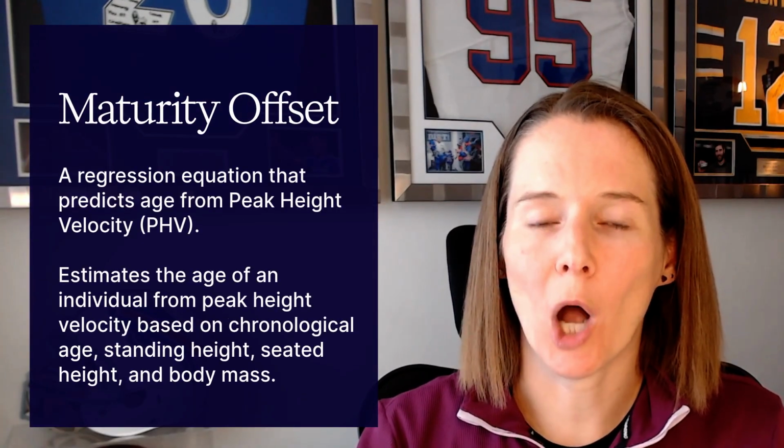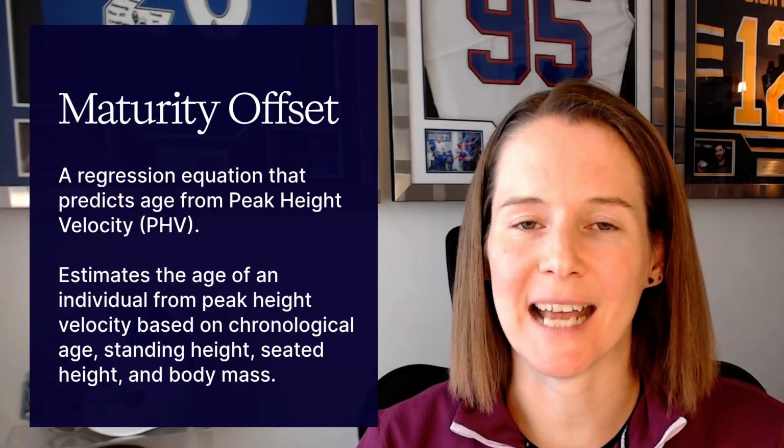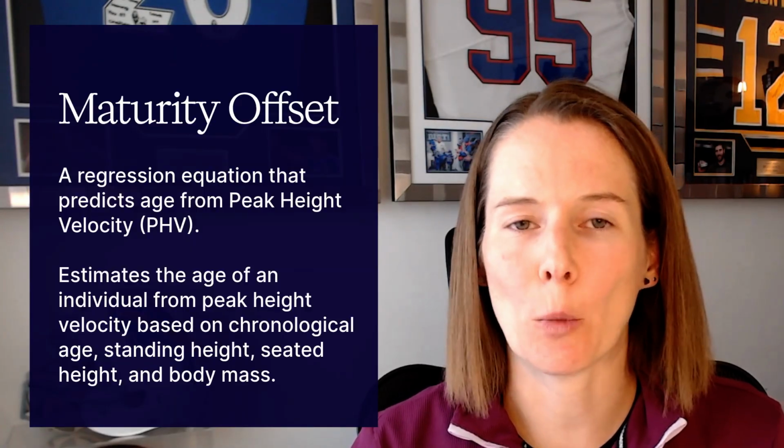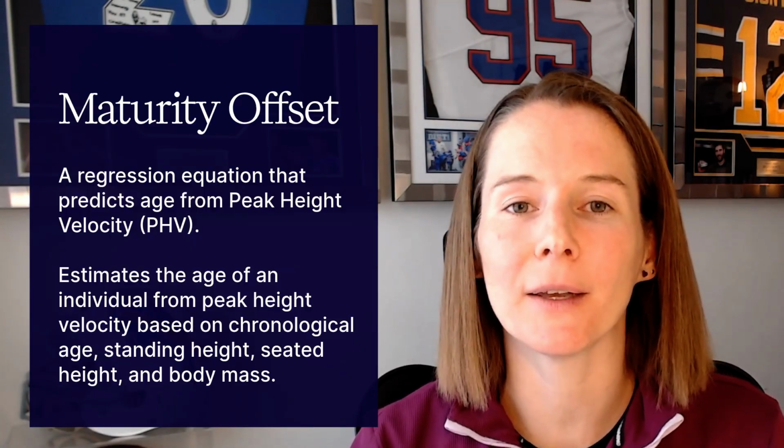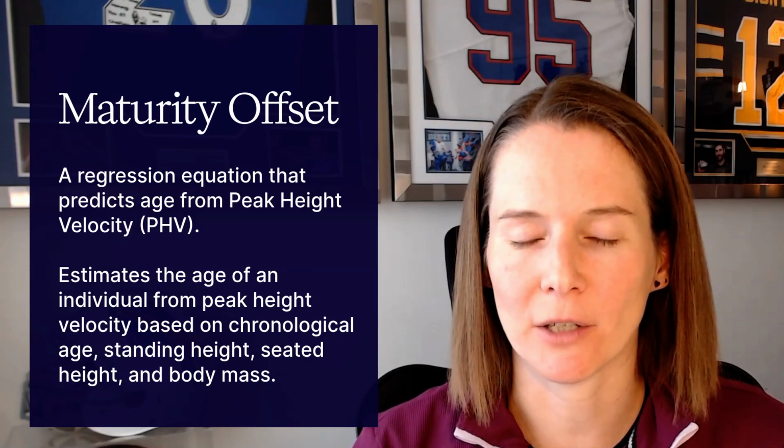So let's move on to our assessment strategies. And nowadays, it's become very common and popular to have a number of non-invasive somatic equations that estimate maturity based on anthropometry measures. Firstly, we have the maturity offset approach. This is a regression equation that estimates the age of an individual away from their peak height velocity age. So this is based on the equation published by Mirwald, although there have been a number of iterations published in the research since.